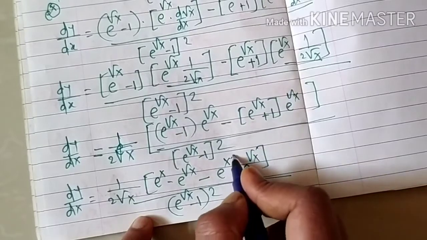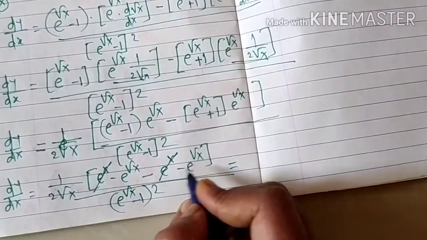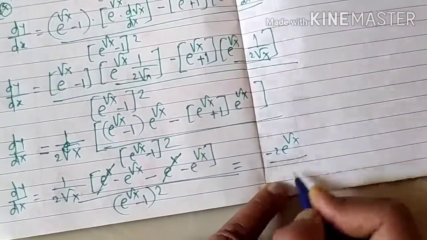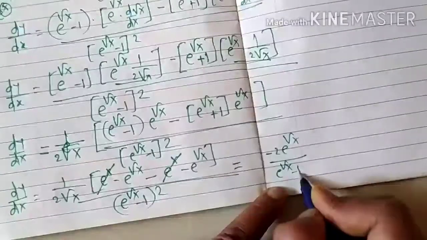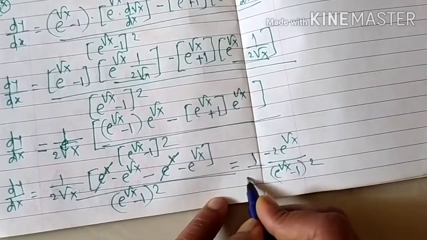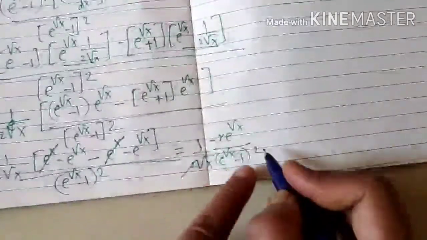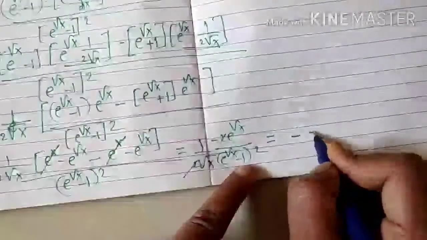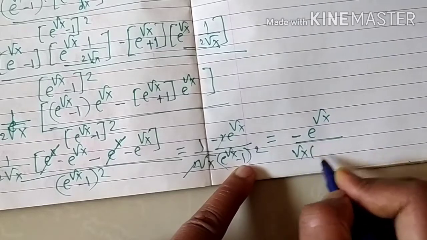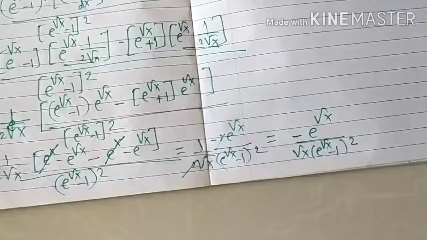Then this plus and minus get cancelled, the remainder is the numerator minus 10, which means minus 2 e raised to root x divided by (e raised to root x minus 1) square, and into this 1 upon 2 root x. Here this 2 and this 2 get cancelled. Therefore, minus e raised to root x divided by root x into (e raised to root x minus 1) square, which is the value of the derivative.